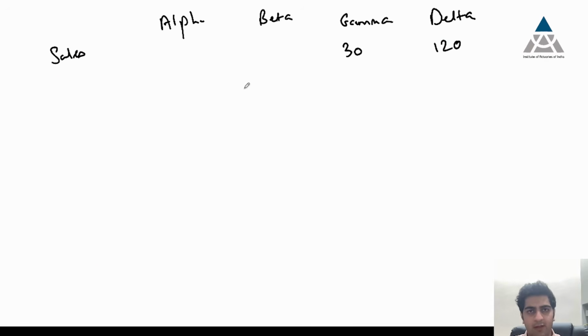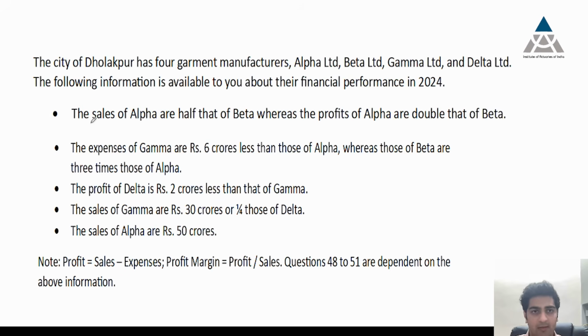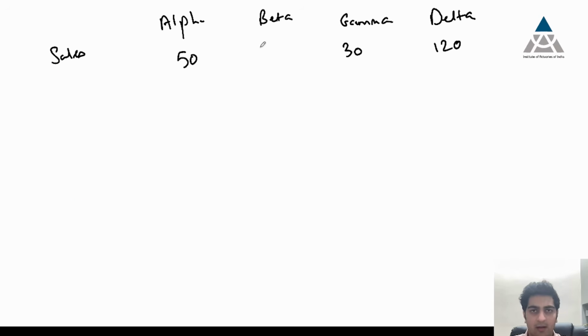Alpha sales are directly given as 50 crores, and do we have any information on Beta? Yes, the first line itself, that is sales of Alpha are half that of Beta, which means here the sales are 100 crores. So that's a great thing we've figured out already. 50, 100, 30, 120, you can just add up, comes out to 300 crores. That is your total sales. So this part was quite straightforward because the data fed you everything.